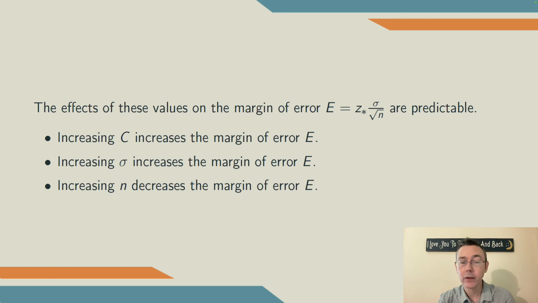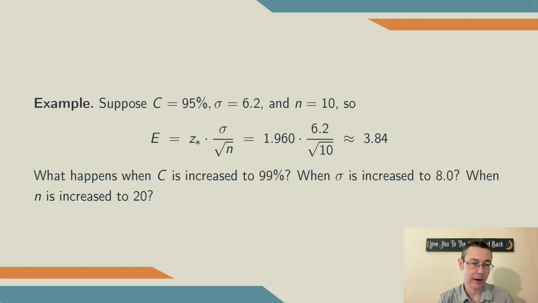If you increase the confidence level C, that increases z star and increases the margin of error. If you increase the population standard deviation sigma, that increases the margin of error. But if you increase the sample size n, that decreases the margin of error. So, for example, suppose we have a confidence level of 95%, a population standard deviation of 6.2, and a sample size of 10. Plugging into the margin of error formula, we get a margin of error of 3.84.